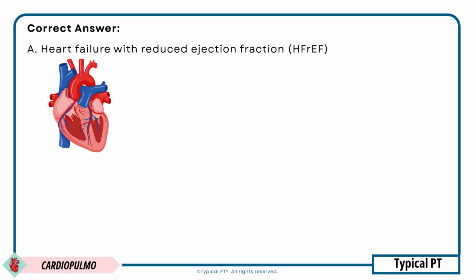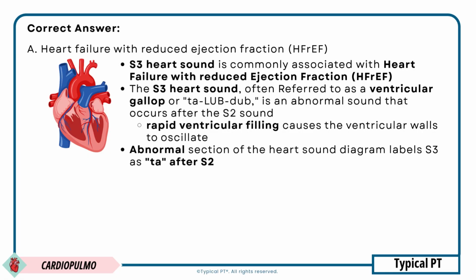Answer choice A is correct because the presence of an S3 heart sound is commonly associated with heart failure with reduced ejection fraction, HFrEF. The S3 heart sound, often referred to as a ventricular gallop or to-lub-dub, is an abnormal sound that occurs after the S2 sound. It is due to rapid ventricular filling, early diastole, into a dilated or stiff ventricle, which causes the ventricular walls to oscillate. The abnormal section of the heart sound diagram labels S3 as T after S2.